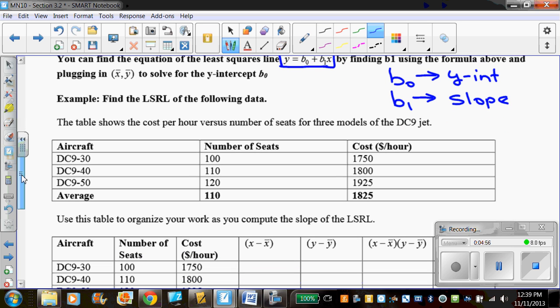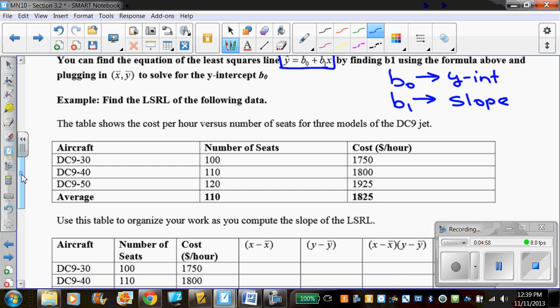Anyway, no further ado, let's keep going. It says, example, find the least squares regression line. Least squares regression line is a long thing to write out, so we use this abbreviation, of the following data.